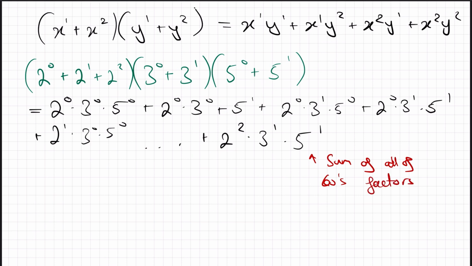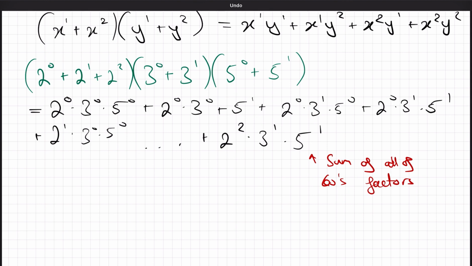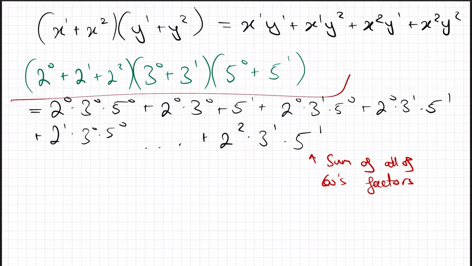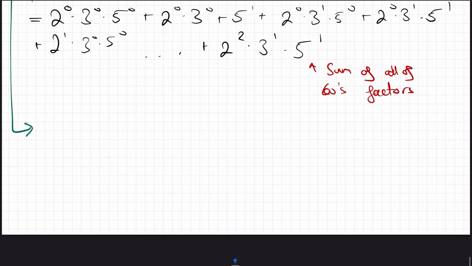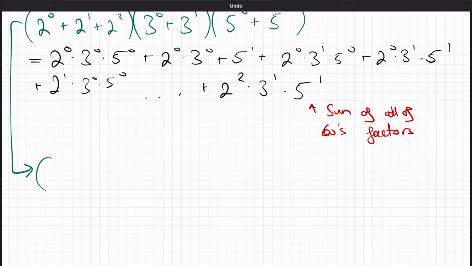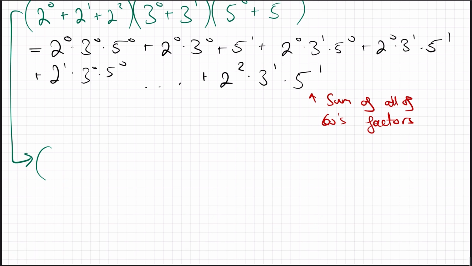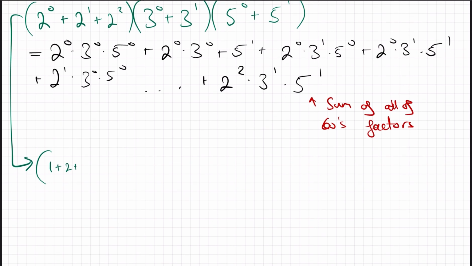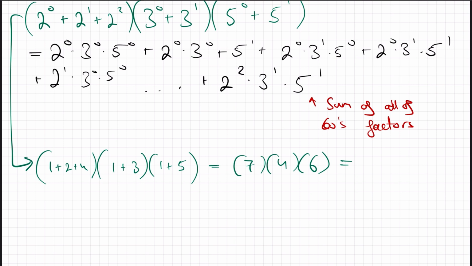There we go. So now you can see we've got it in this form, but we've also got it in this form. And this form is going to be a lot easier to calculate. If I bring this bracket down here, I can pretty easily calculate it by first simplifying each of the brackets down. So we get 2 to the 0 plus 2 to the 1 plus 2 to the 2. That's the same as 1 plus 2 plus 4, times 1 plus 3, times 1 plus 5. And that is the same as 7 times 4 times 6, which is the same as 24 times 7, which is 168.